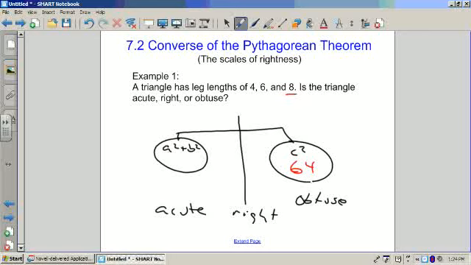On the left-hand side, I've got 4 squared, which is 16, plus 6 squared, which is 36. 16 plus 36 is 52. 52 is definitely smaller than 64. It falls to the right. My triangle must be obtuse. Hopefully you got that one right.